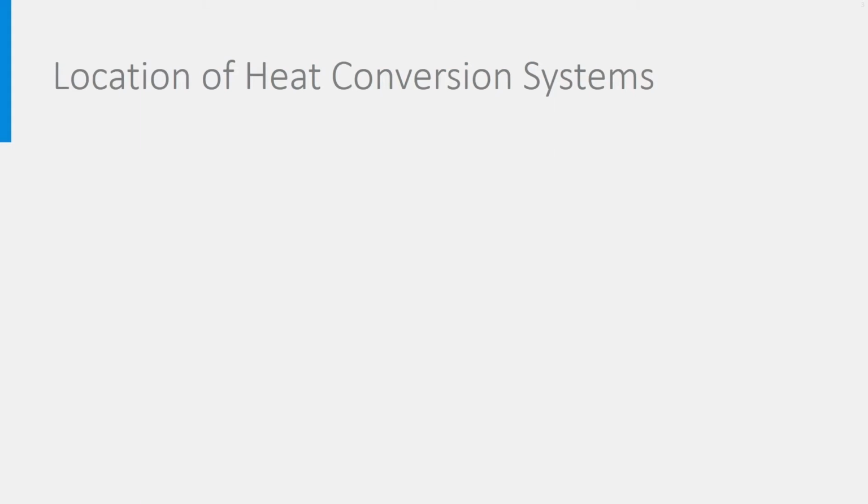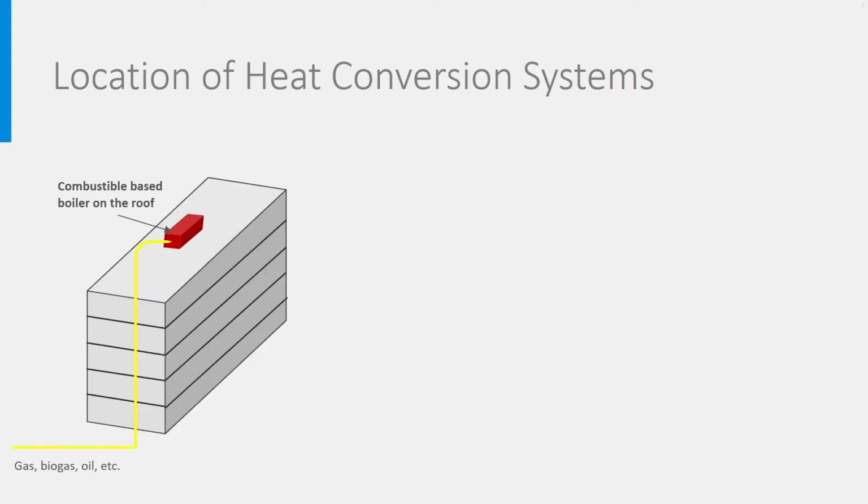Let's start with the heat conversion system, which may be located differently depending on the type of natural resource used. In general, systems using combustible resources like gas, oil or biogas will be placed on the roof in such a way that in case of explosion, the damage to the building is limited. It is sometimes possible to place it in the basement or somewhere else in the building, but it must then be placed in a special explosion-proof technical room.